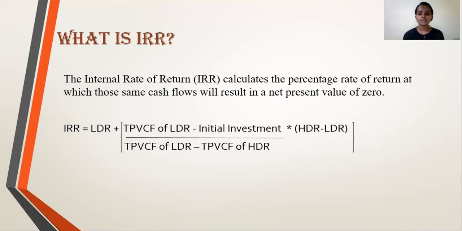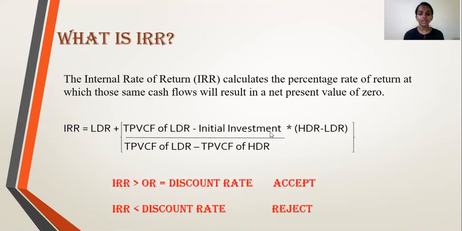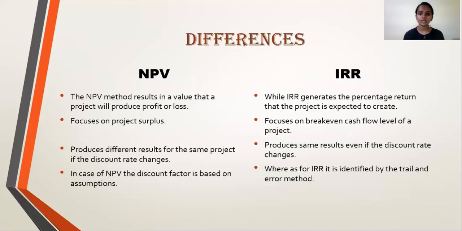Now, since we have understood IRR, how are you going to do the accepting and rejection criteria? In IRR, if IRR is greater than or equal to the set discount rate, which is the cost of capital, then you accept the proposal. If it is less than the set discount rate, then you reject the proposal.